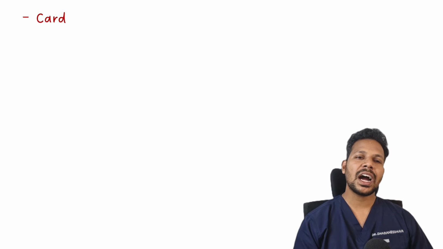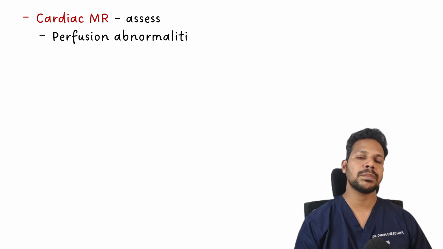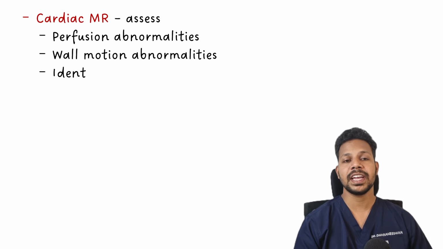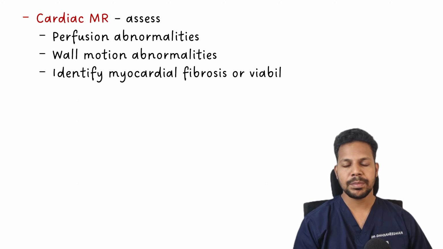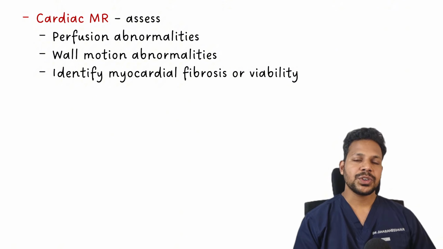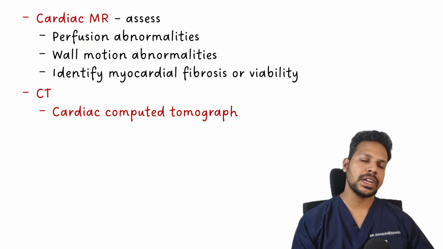Now, when you talk about the cardiac MRI, we have already discussed it is going to assess the cardiac perfusion abnormalities, wall motion abnormalities, and it is very sensitive in identifying the myocardial fibrosis or viability. If you are not able to do any of these investigations, you can also do cardiac CT. You can do cardiac CT angiography.